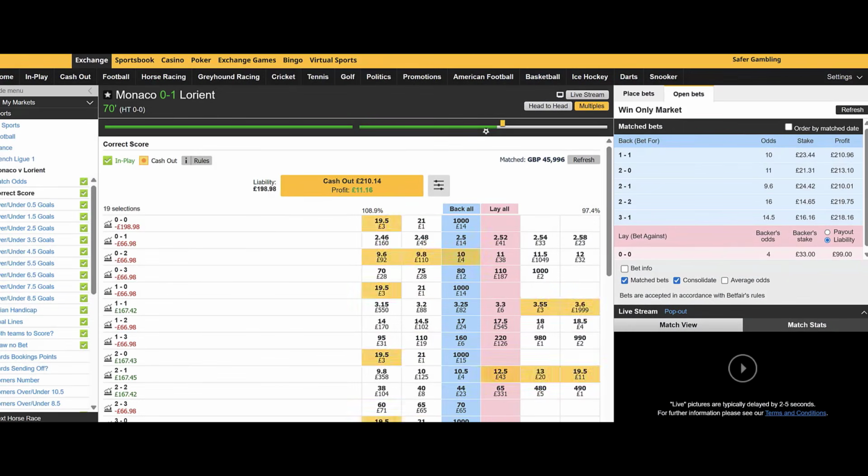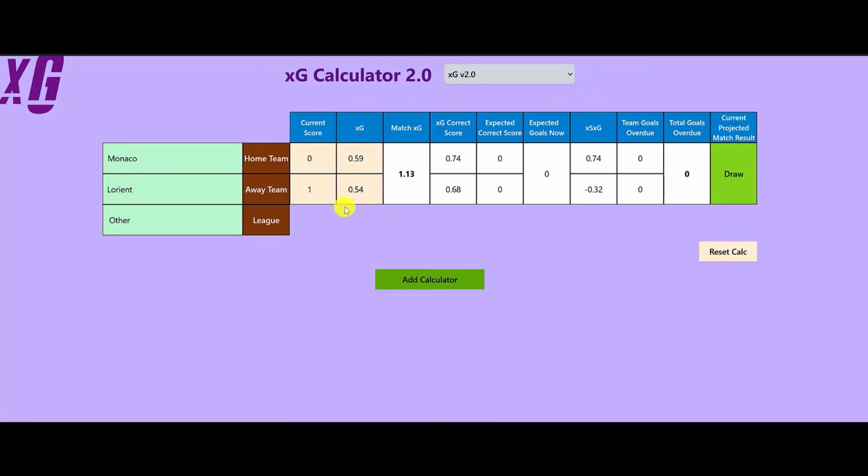70 minutes on the clock. We finally got the breakthrough in this one, and we did say at half time that Monaco were not really performing great, and Lorient is the team that's actually taken the lead. So just taking a look at the data here and plugging in the XG numbers, it's still expected to be low scoring. No goals are overdue. It was on the 0-0 that we had a goal overdue, as we know, and then obviously Lorient have got it. We're still looking at the current projected match result being a draw.